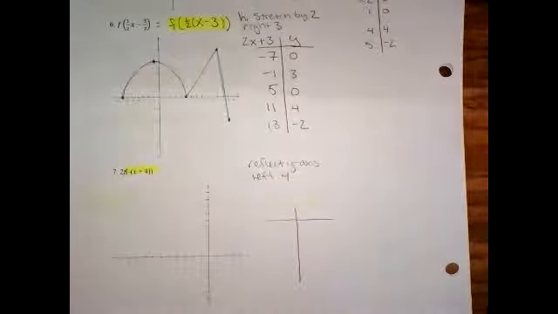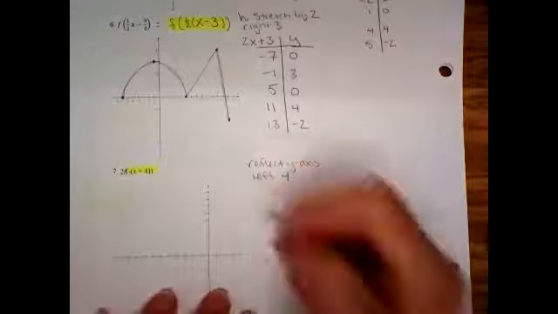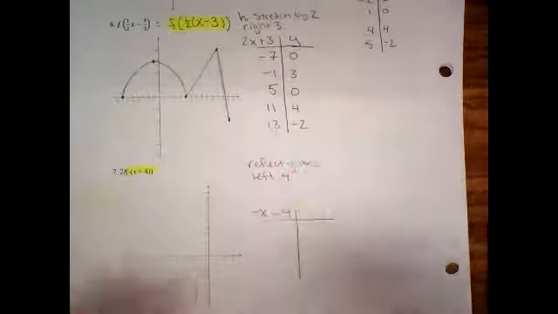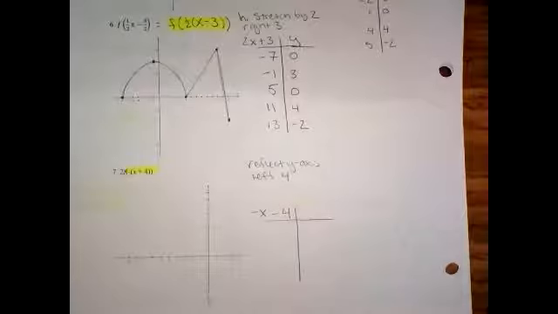Now, those are the things that affect x. Inside means x. So we want to do a reflection. That means we're going to opposite the x. If it's positive, make it negative. If it's negative, make it positive. Left 4 means you have to subtract 4. We're going to opposite it and then -4.